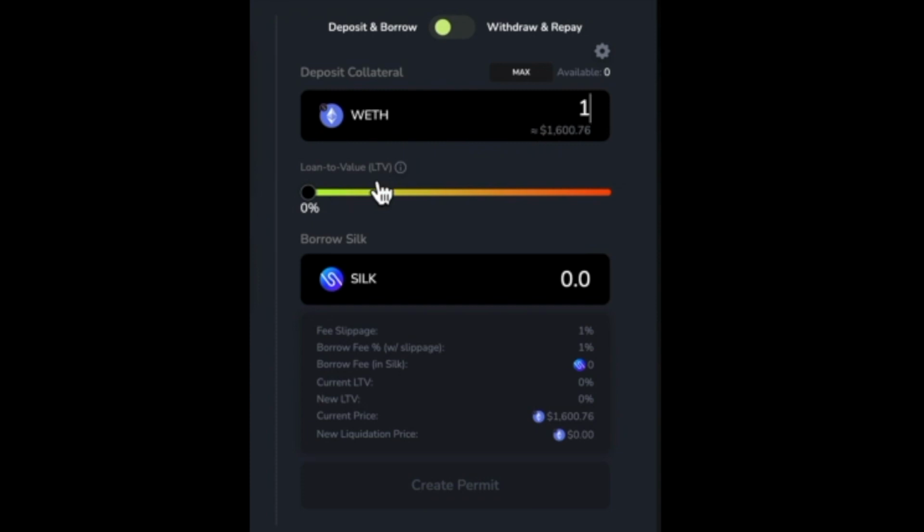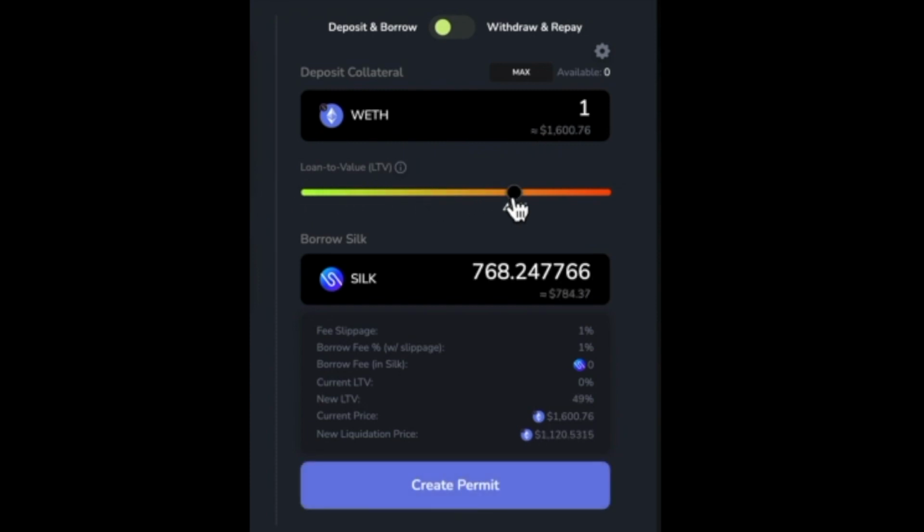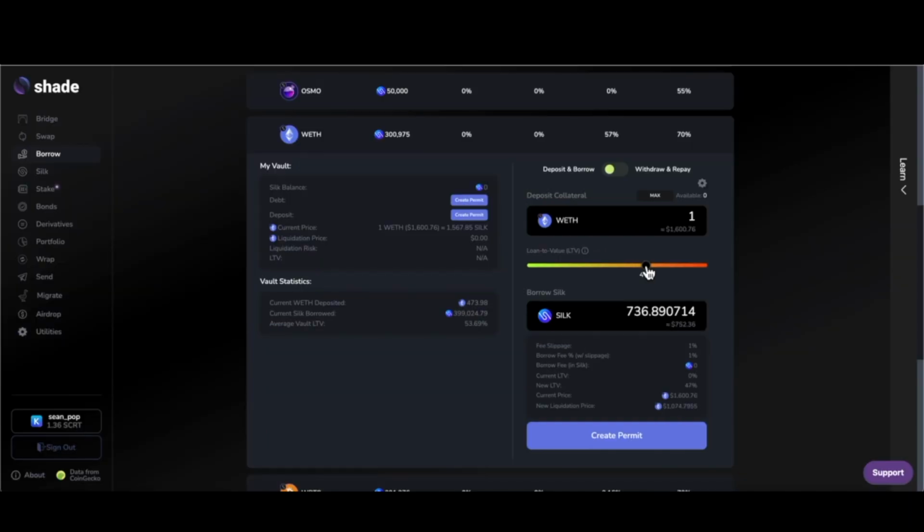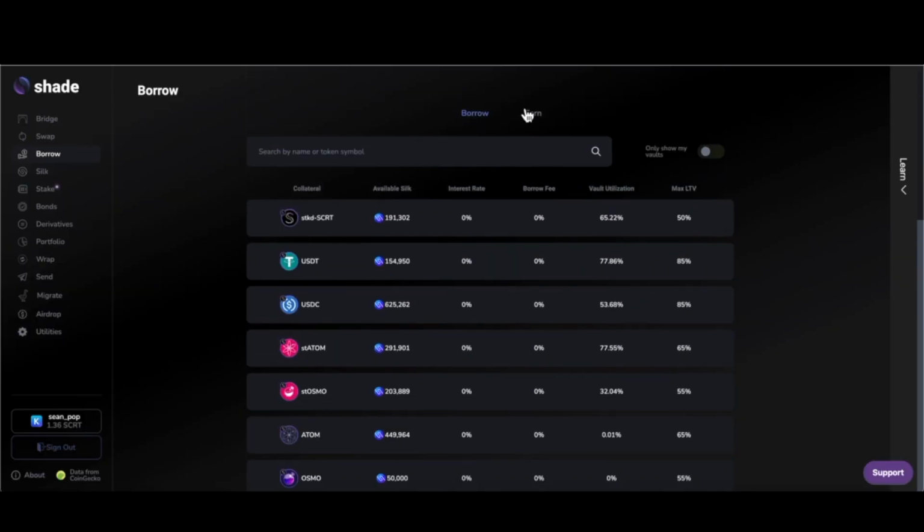Let's say you want to lock up some Ethereum and mint Silk with it. Look at the liquidation price you're selecting and choose something that matches your risk appetite, your strategy, and that at the end of the day you feel confident about.